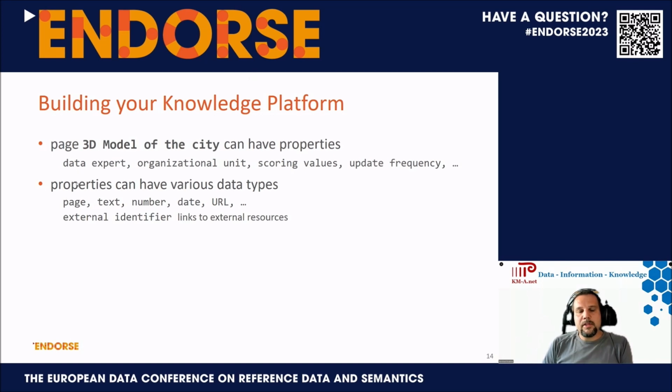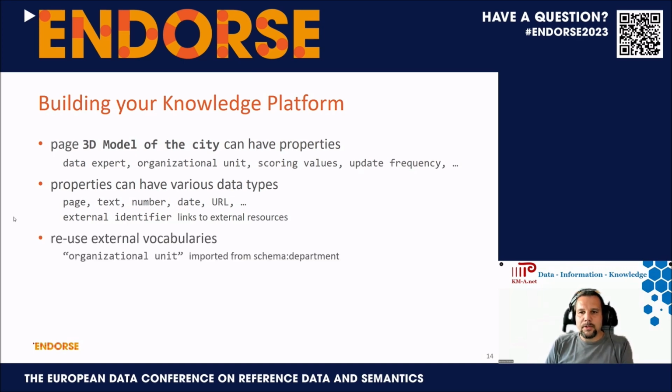Those properties that you define in Semantic MediaWiki can have various data types. For example, the data expert could be of just type text, so you have his name there. The organizational unit might be of type page, because you might want to have a page in the wiki for every organizational unit. So you have an overview of what data sets this organizational unit provides, and things like that. It can be date, URL, or also external identifier linking to external resources.